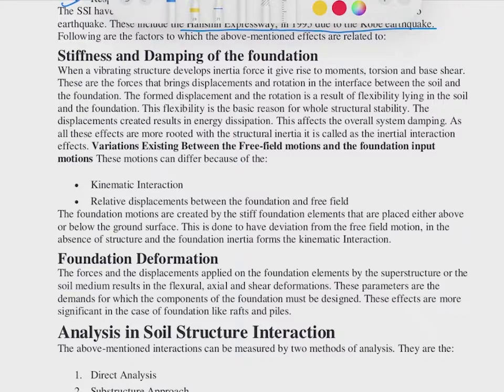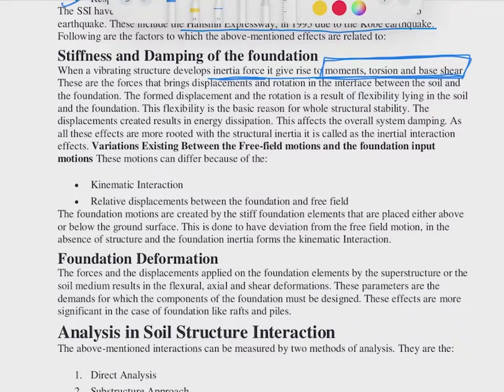And in this case, when a vibrating structure develops some inertia force, it gives rise to these three things: moments, torsion and base shear. So when we are going to design those vibrating structures, we have to consider these forces also, which arise due to the vibration of the structures, because it has really a great amount of inertia. And these are the forces that bring displacement as well as rotation in the interface between the soil and the foundation. So basically the interface between the soil and foundation will have some degree of freedom, and degree of freedom can be in the sense of displacements and rotations.